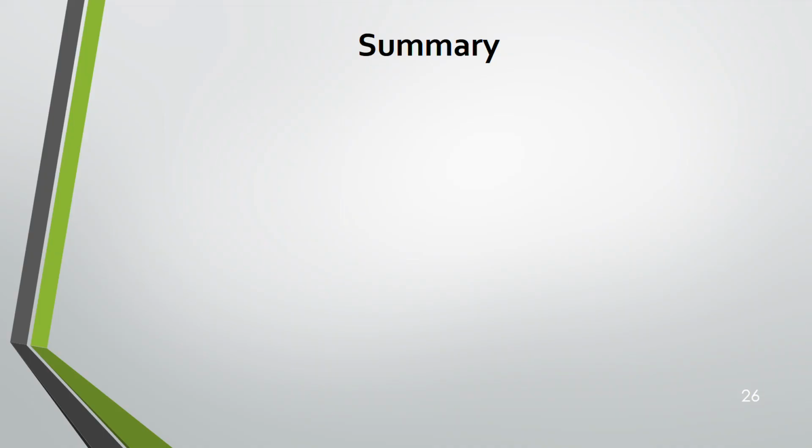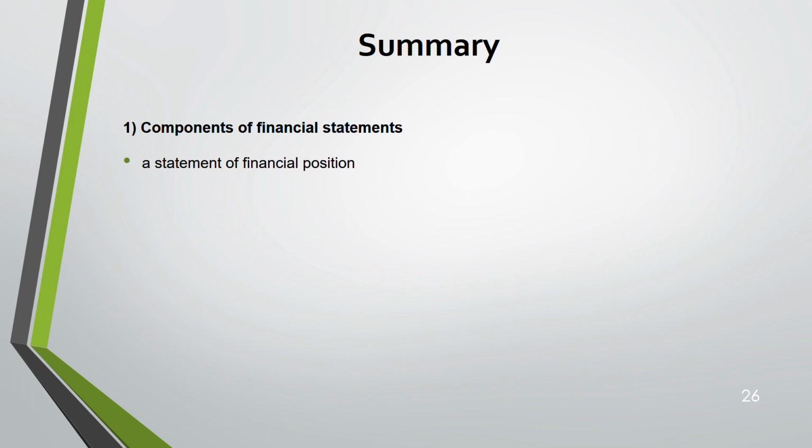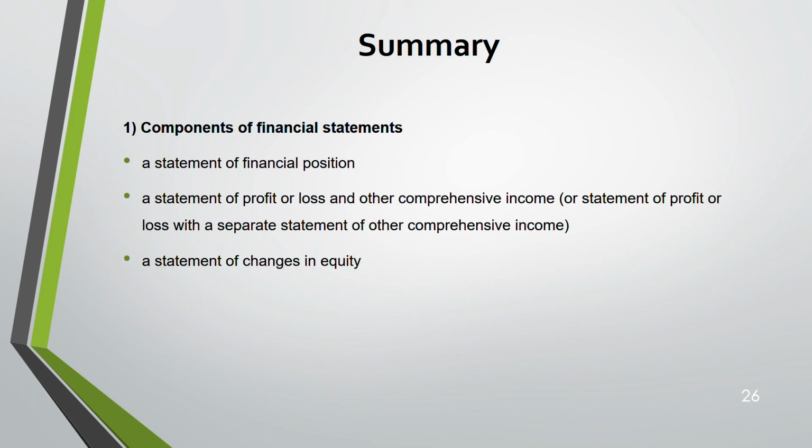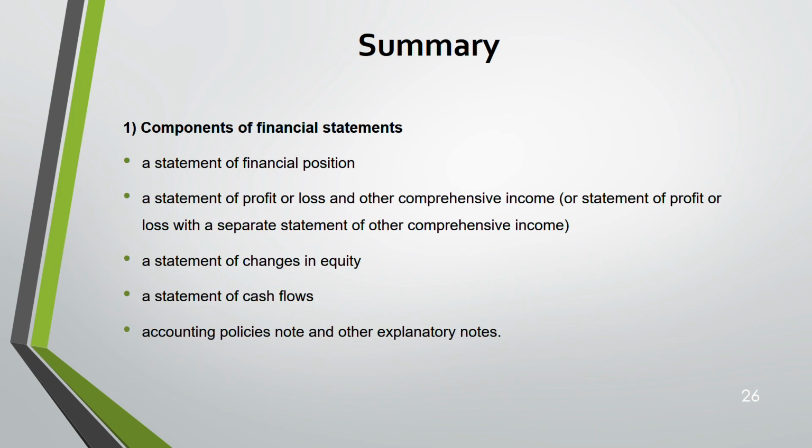Now, let's summarize what we have discussed. We started with the components of financial statements. What are the components of financial statements? Statement of financial position, statement of profit and loss, statement of changes in equity, statement of cash flow, accounting policy notes, and other explanatory notes. We went through the first three in fact. Statement of financial position, we discussed how liabilities and assets are disclosed as current and non-current. Statement of profit and loss, OCI. Statement of changes in equity, I just showed you the format. Any changes in equity or dividend. Statement of cash flow and policy notes we didn't cover.